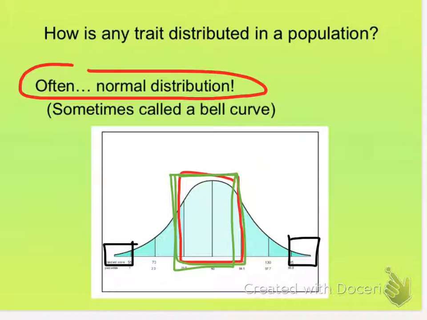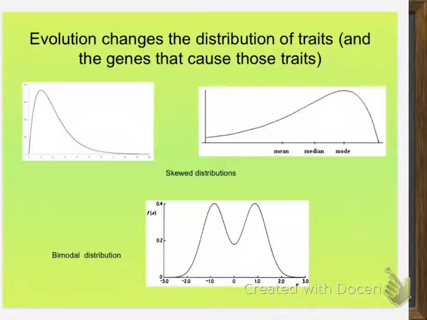Is every trait always distributed this way? No. Matter of fact, it's not. And what evolution really is, is the environment changing the distribution of those traits. So these two top distributions are called skewed distributions, and your notes here mean nothing if you do not draw a picture. If you write down just the words here, your notes literally are useless.